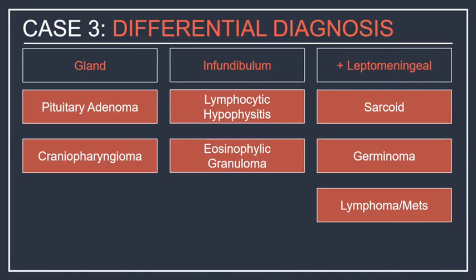Now, if we are considering our differential diagnosis for disease processes that involve the pituitary gland, we of course want to think about an adenoma and a craniopharyngioma. For lesions that involve the infundibulum, we want to consider lymphocytic hypophysitis as well as eosinophilic granuloma in the younger demographic. Now, because we have this additional finding of leptomeningeal enhancement and failure of flare suppression, we want to think about some additional disease processes, including sarcoidosis, germinoma, and lymphoma or metastatic disease.